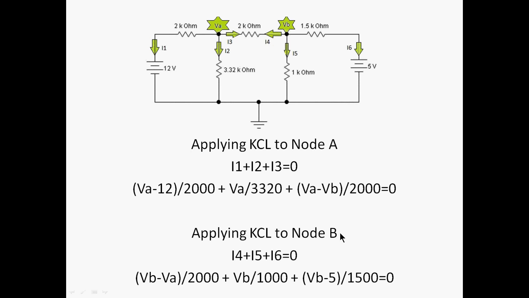Now we have to apply KCL to node B. For node B, again I4, I5 and I6 can be found out in a similar way. I4 is VB minus VA divided by 2 kilo ohms. On solving these two equations, we will get the values of VA and VB. Hence we will get the values of I1, I2, I3, I4, I5 and I6. Getting the values of this equation is what we are focusing over here. Solving these equations can be done later.